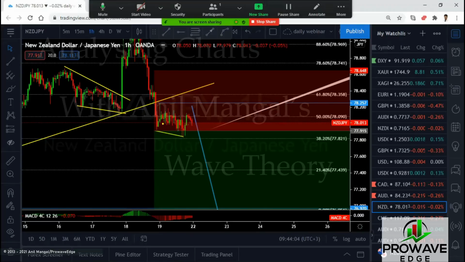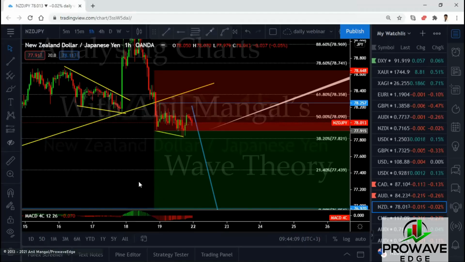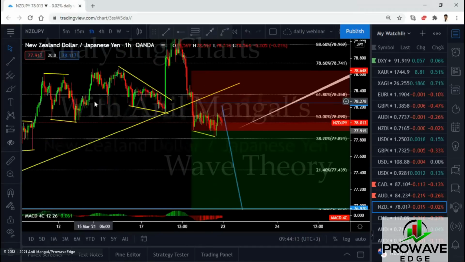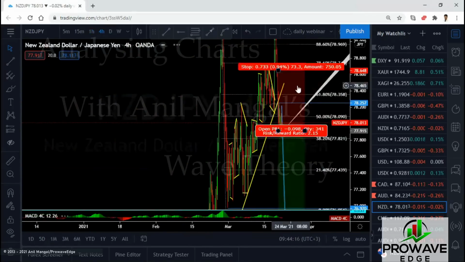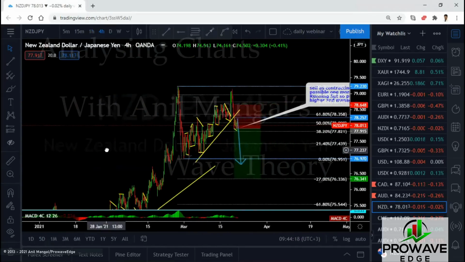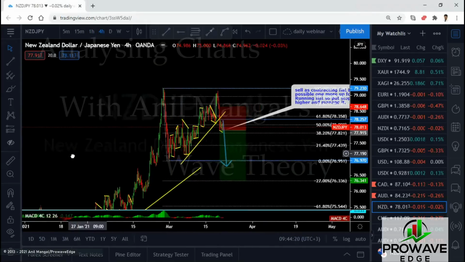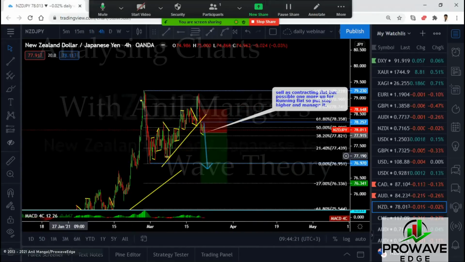Sometimes these corrections do get a little bigger. So you've got to manage your trade by getting out and getting back in at another spot. So bigger picture, 4 hour, we're still looking for this move down. Now the move would become just a regular flat. That's what I'm assuming, that this would be a regular flat. It's going to come somewhere here. And at this point, I think we're going to make a new high.